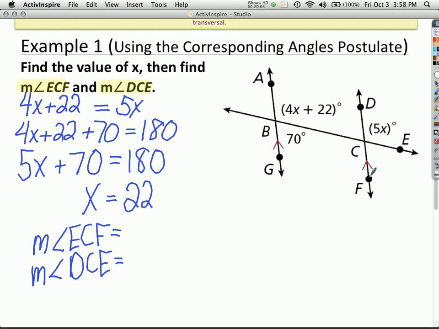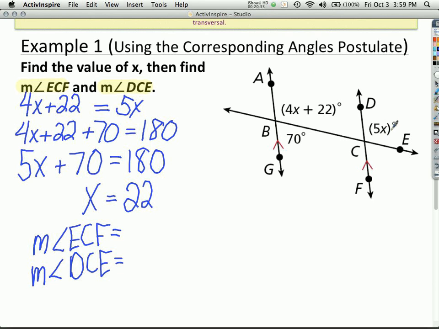Two people figured it out? 4 people? 5 people? Some people doing some intense mental math? Nathaniel? 70 degrees. 70 degrees? How could you be sure? Because if you actually solve for DCE, which is equal to 110 degrees, and then put them both together, you can get 180. That was a wonderful explanation.